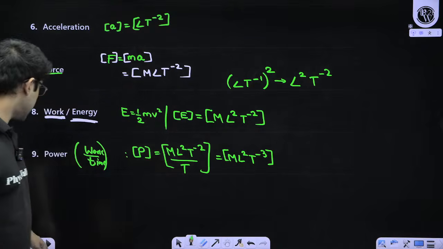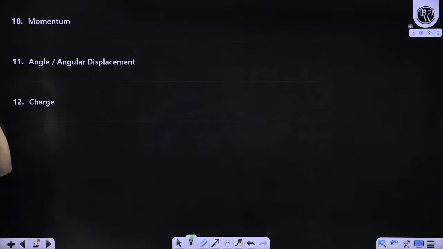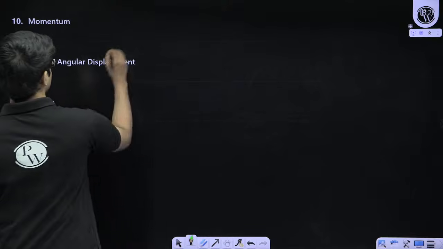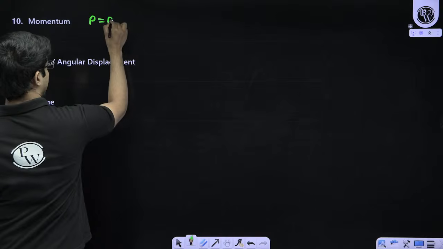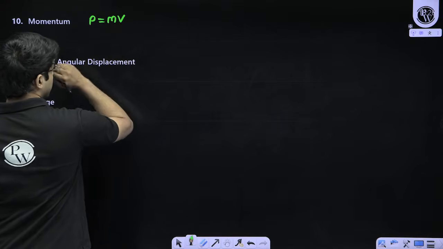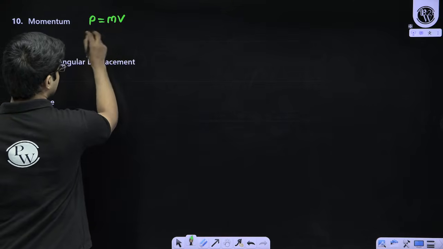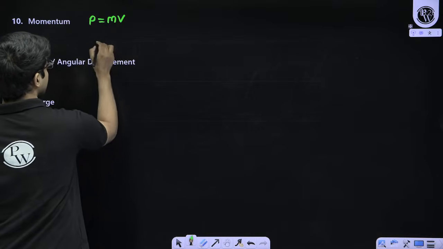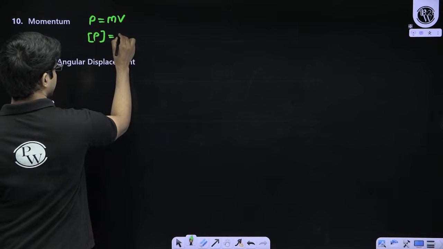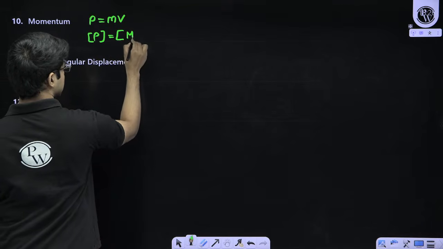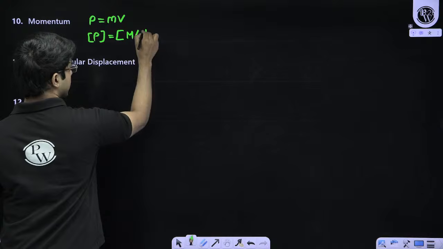Now there are some more, actually 3 more. So momentum, we use the symbol P to represent it. It is simply mass into velocity. But right now, we just need the formula. So the dimension of momentum will be the dimension of mass into velocity, which is LT minus 1.